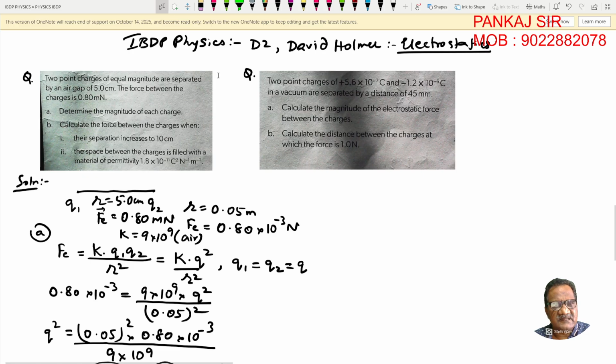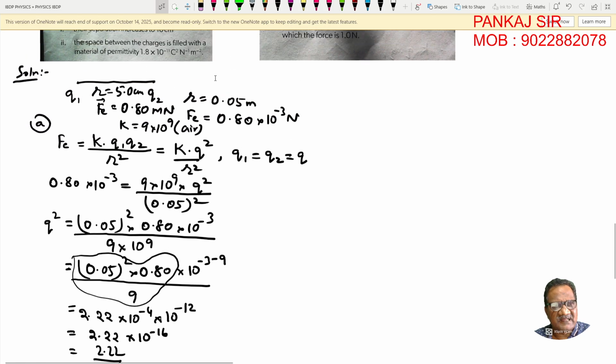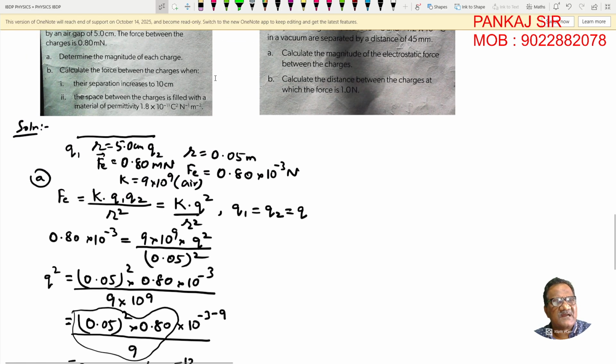Now let us see what the B part has to say. Now B part says that calculate the force between the charges when their separation increases by 10 centimeter, 1, and 2, the space between the charge is filled with a material of permittivity 1.8 into 10 raised to minus 11 coulomb square per Newton meter square. Okay, so let us proceed with the B part.